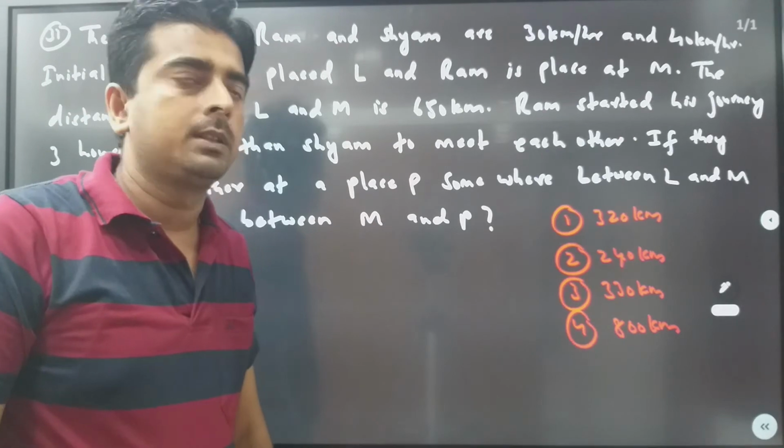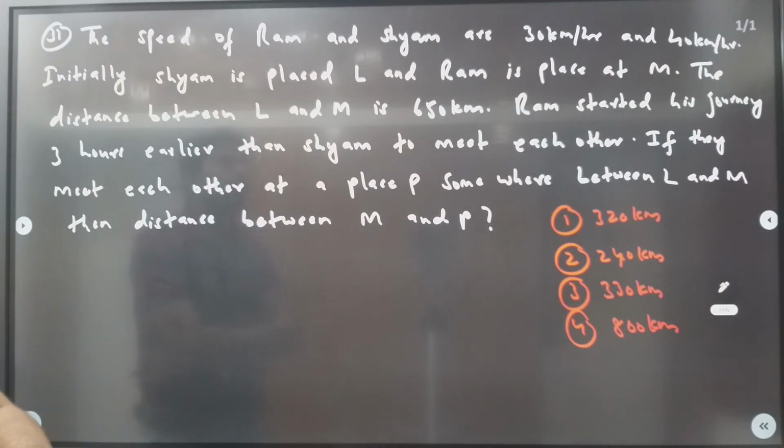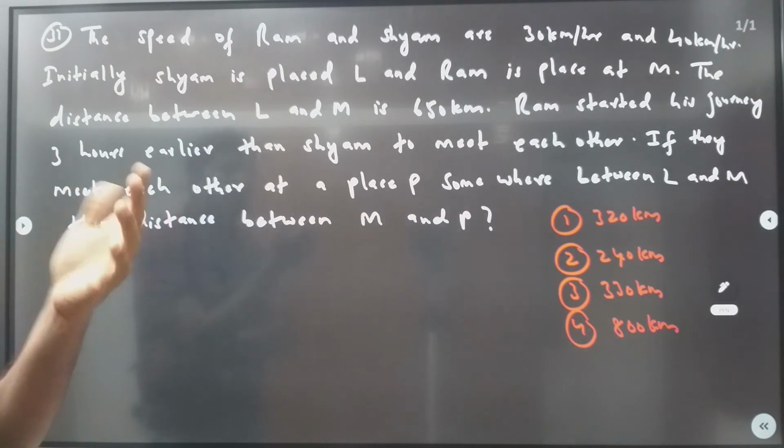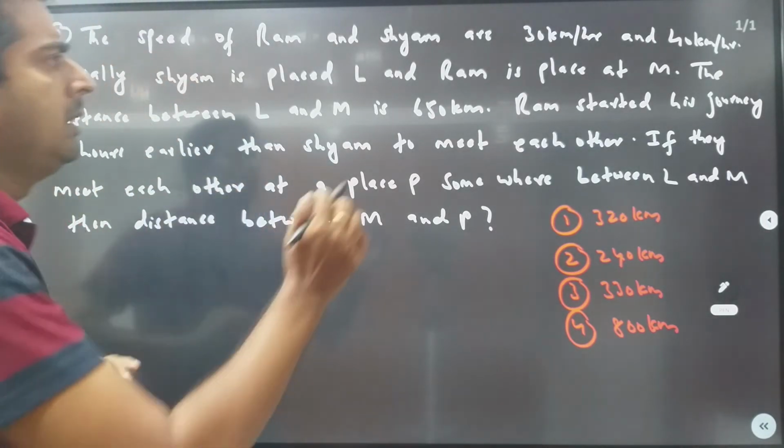Now we'll see question number 31. The speed of Ram and Shyam are 30 km per hour and 40 km per hour. Initially Shyam is placed at L and Ram is placed at M. The distance between L and M is 650 km. Ram started his journey 3 hours earlier than Shyam to meet each other. If they meet each other at a place P somewhere between L and M, find the distance between M and P, right? Stories are given, right?